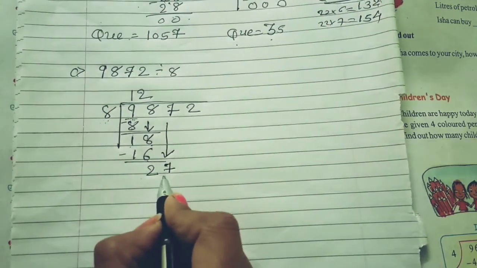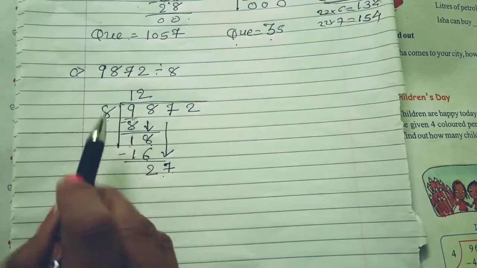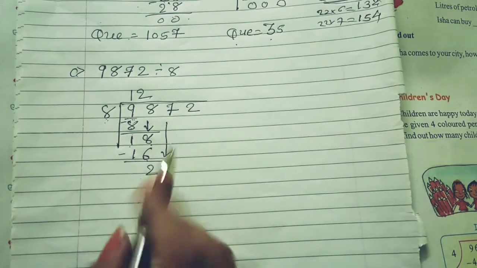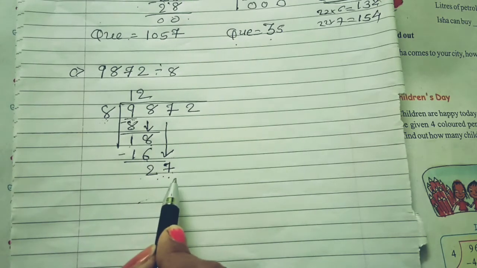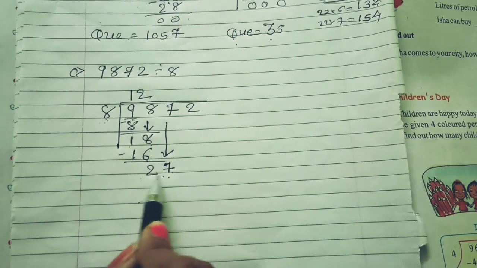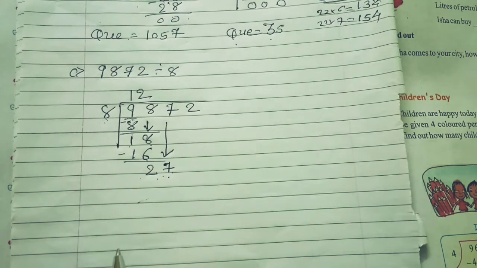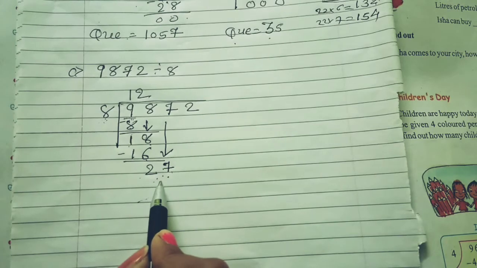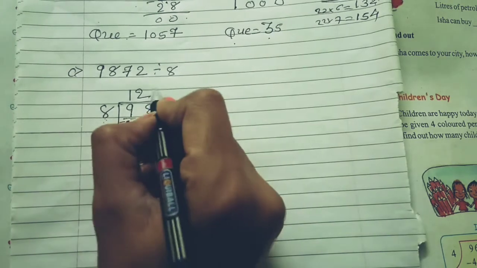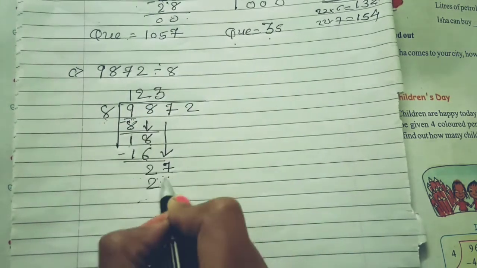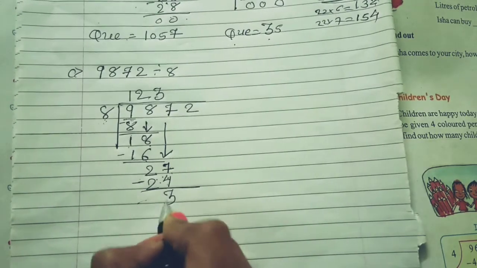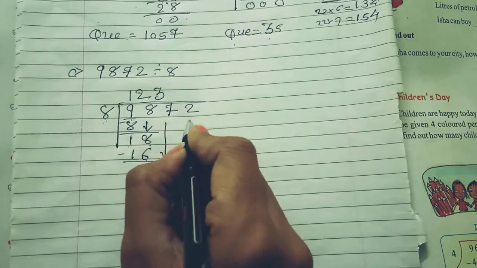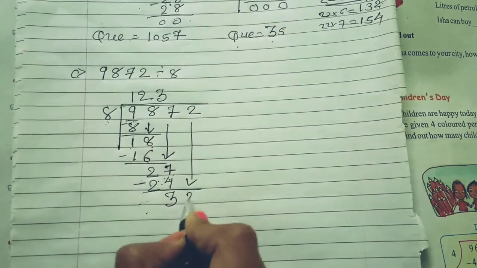We have 27. So we can once again recite the table of 8. In 8's table 27 is not there, but approximately we have 8 3s are 24 and 8 4s are 32. So 32 we cannot write, but we can write 8 3s are 24. Then subtract here, 7 minus 4 is 3, 2 minus 2 is 0. Once again we'll bring down 2.